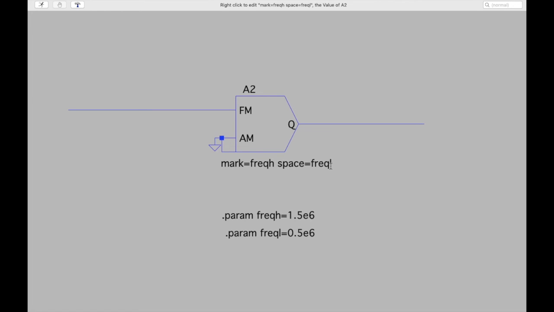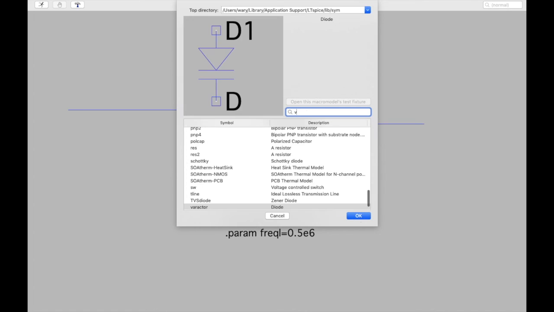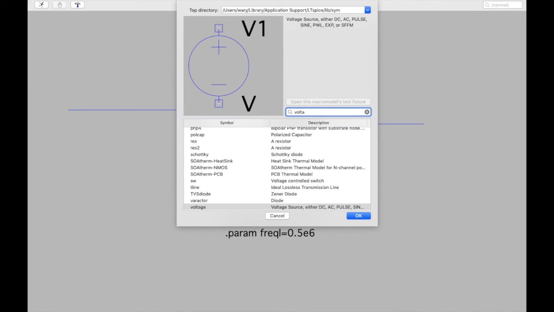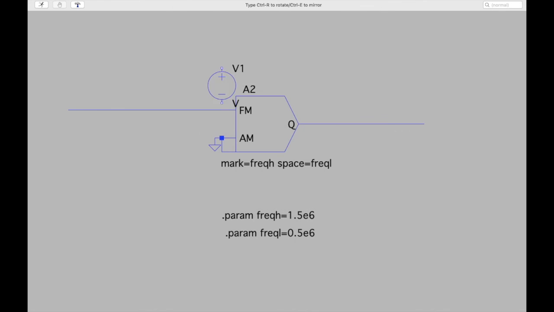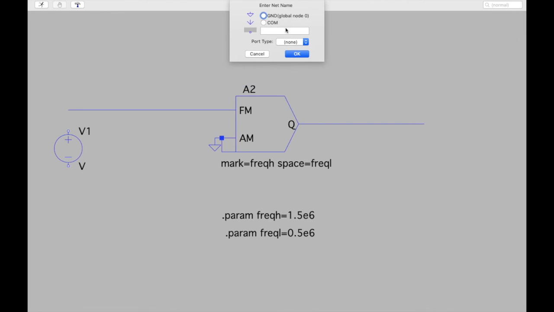Before that, we'll try to input a voltage here, because we are not using it as an AM modulator, so we are grounding this part. Let's get a voltage source, and then let's get a pin here, maybe VCO or V out, simple.